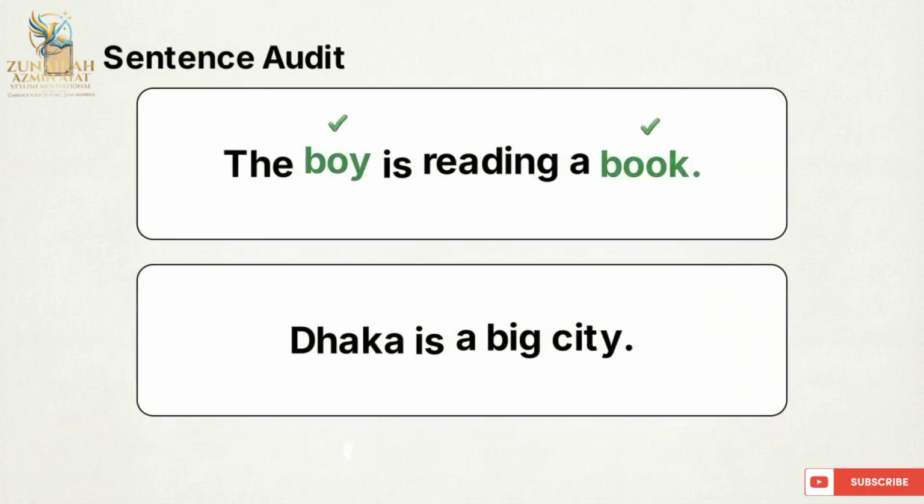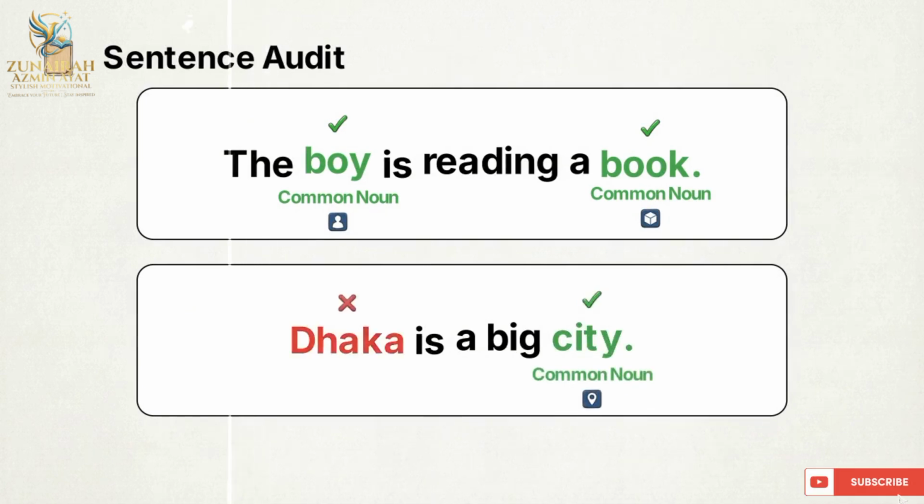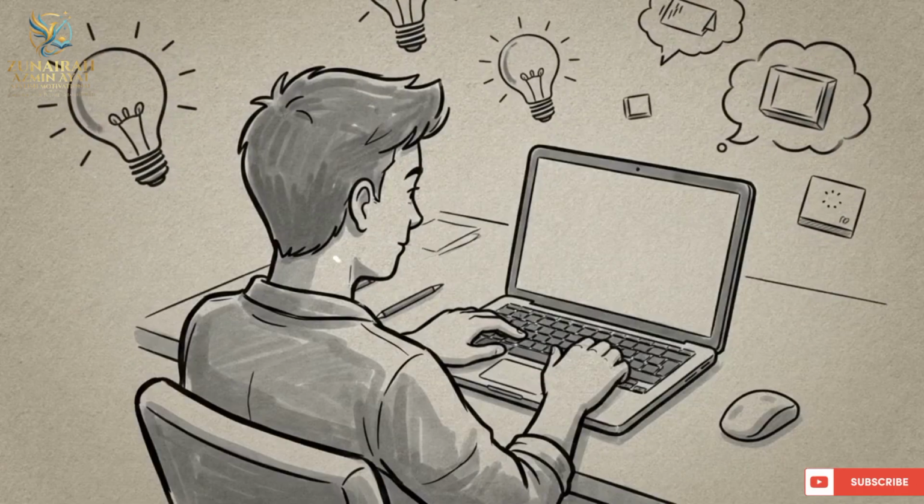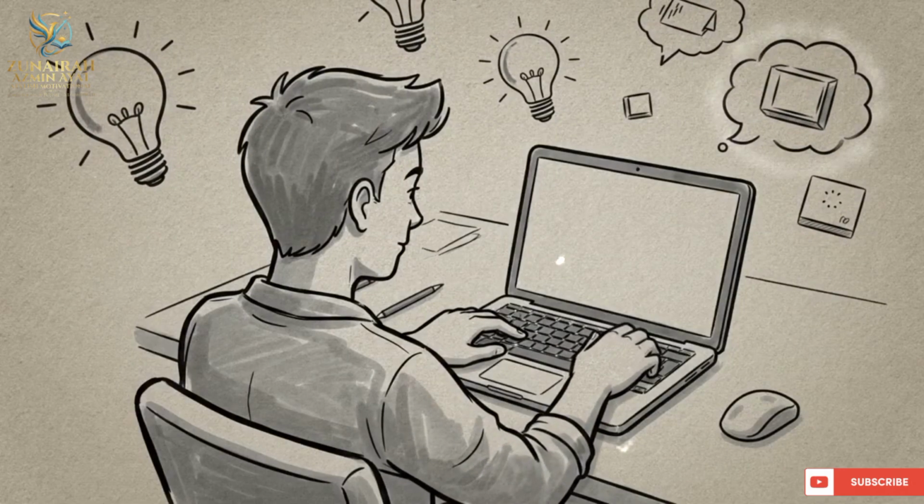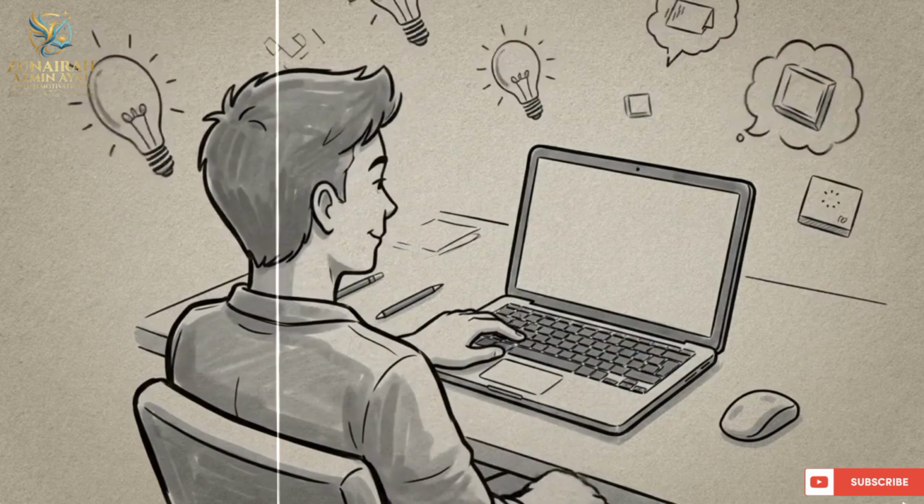In sentence 1, boy and book are common nouns, general names for a person and thing. In sentence 2, city is correct. Dhaka is a trap. It fails because it is a specific proper noun. If you caught that, great work. Keeping this checklist in mind will permanently eliminate capitalization errors in your writing.